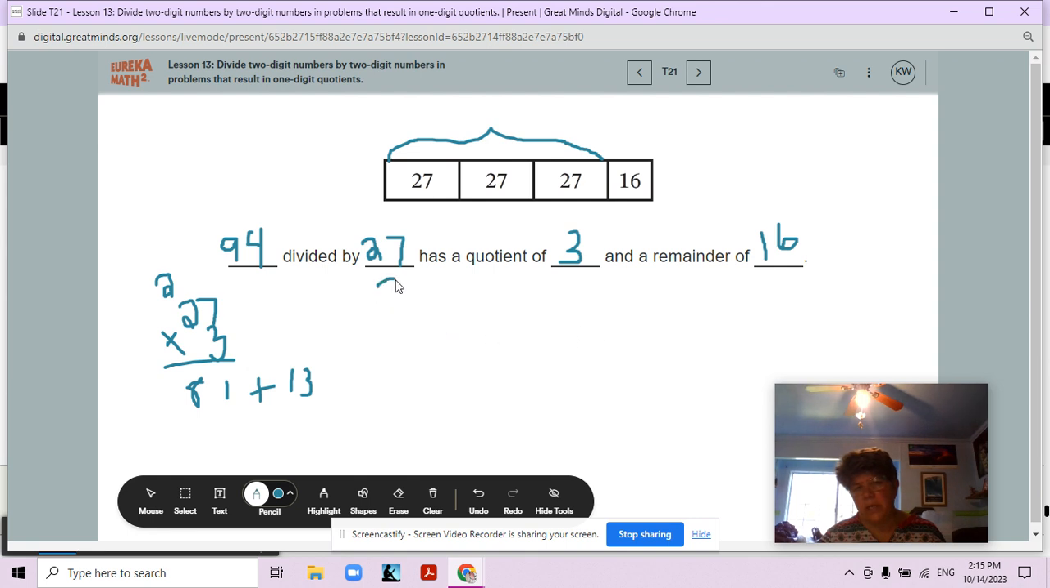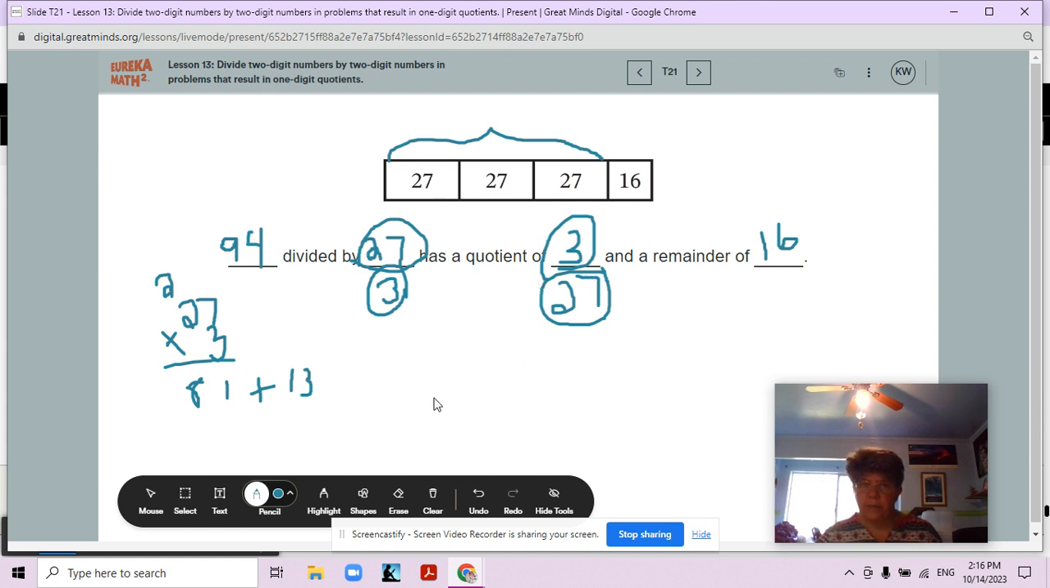Or it could be 94 divided by 3 has a quotient of 27. Do you see how these two are interchangeable? If I knew I was breaking it into 3 parts, then each part would be 27. But if I knew there was 27 going into each part, then how many parts are there? There's 3 parts, right? Just like how you can switch the two factors in multiplication, you can switch the divisor and the quotient in division.